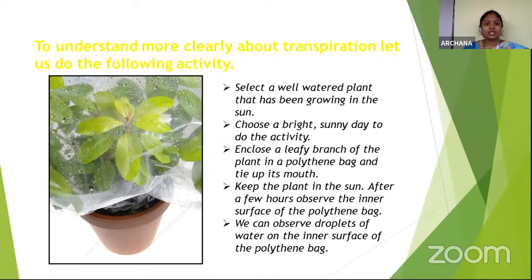Whatever excess water is present in this plant, that water got evaporated. That water went out in the form of water vapor from the stomata of leaves. And that water vapor touched the inner surface of this polythene bag, and turned into water droplets. So this experiment clearly proves that transpiration is done by plants and trees.